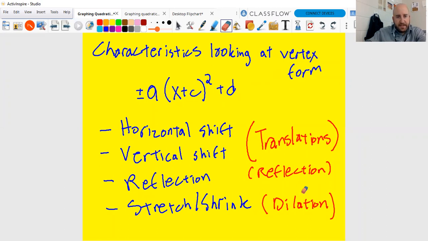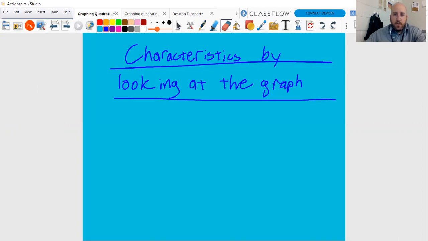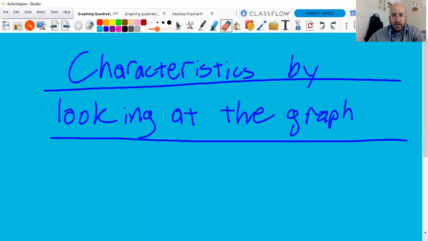It's probably easiest to see with a parabola, because if I had my parabola like this and I rotated 90 degrees clockwise and had that, this is no longer a function because it fails the vertical line test. So we don't really talk about rotations, but we do talk about translations, reflections, and again, stretch and shrink, which is like a dilation. All right, so again, we're going to get into more specifics on the characteristics by looking at the graph.